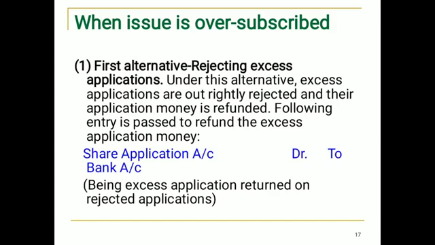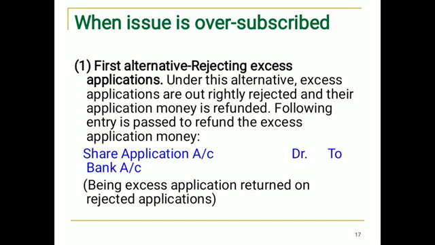First alternative: rejecting excess applications. That means the extra 10,000 applicants that you have received, you will not accept them. You will reject them. In such a case, the journal entry is this. If you remember the journal entry for receipt of applications, the very first journal entry, when application money is received, what was it? Try to recall.